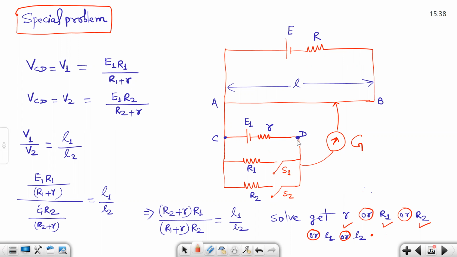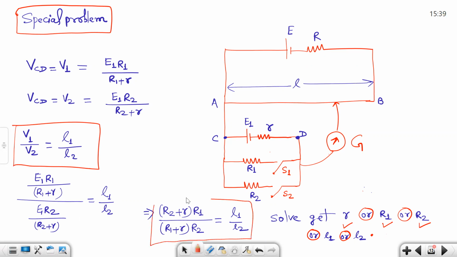That is the voltage across CD. Now open this switch and close this switch and again apply Kirchhoff's voltage law and find the voltage across CD. That is suppose V2, and you will get V2 equal to E1 R2 by (R2 plus r). Then you have to use V1 by V2 equal to L1 by L2. Use this result here. Now after taking the ratio, E1 cancels out, and the result will be like this.